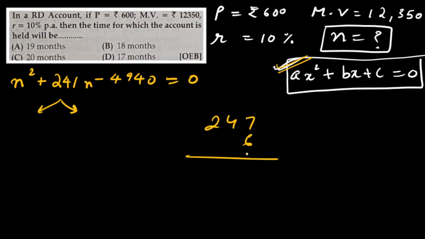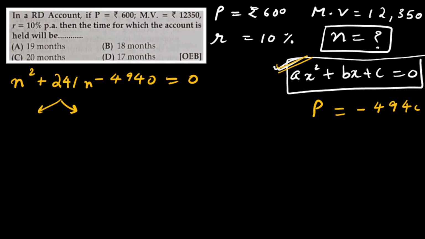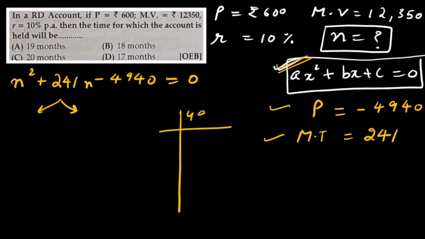247 and 6, if we multiply, are we getting it? See, when you multiply, first of all, you have to see the product of the first and last terms. So here the product should be equal to negative 4940 and the middle term is 241. So those two numbers, when you add, you should get 241, and when you multiply, you should get minus 4940. So how can we find the factors? 4940 we can just factorize.